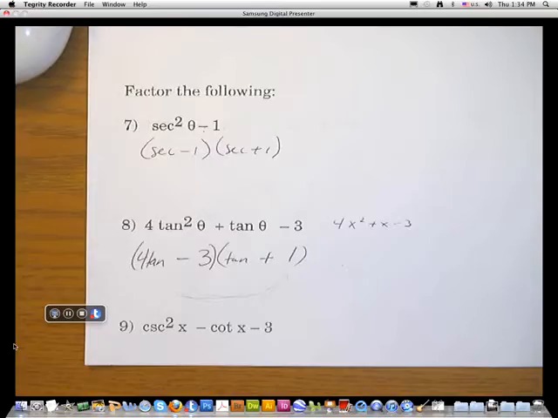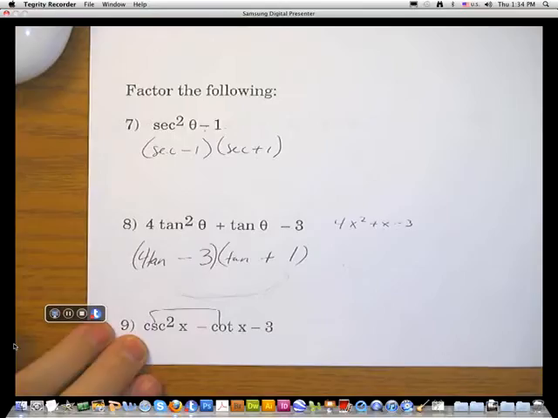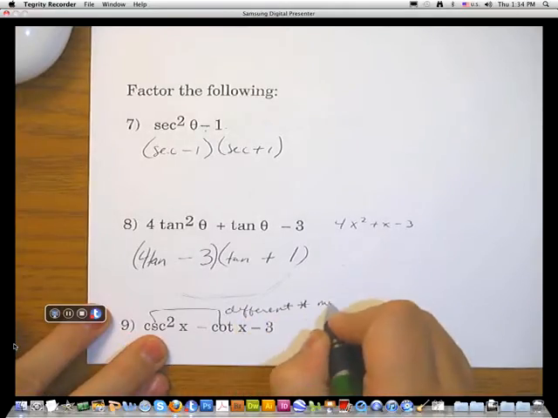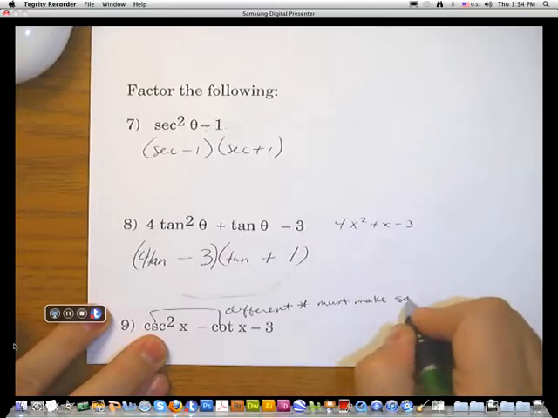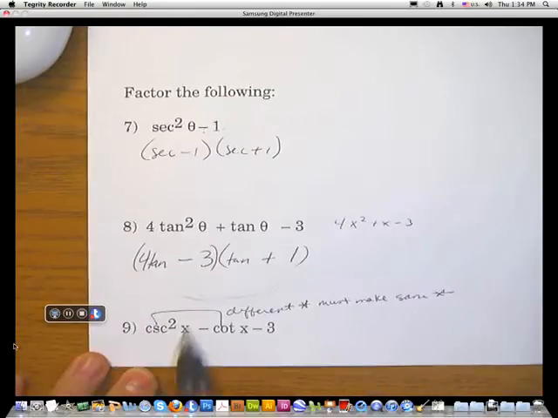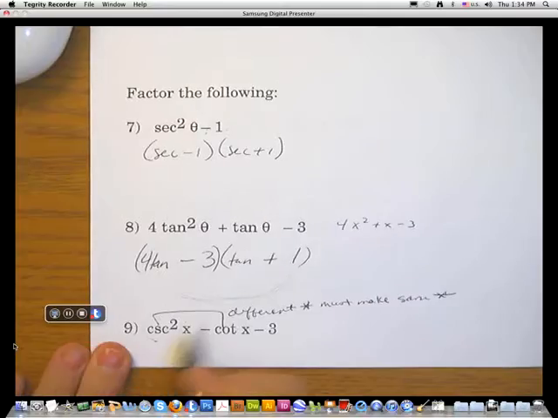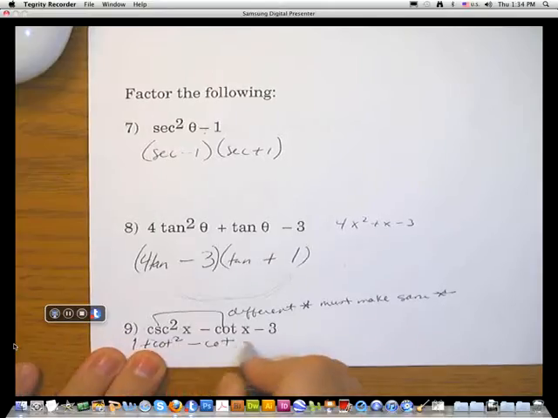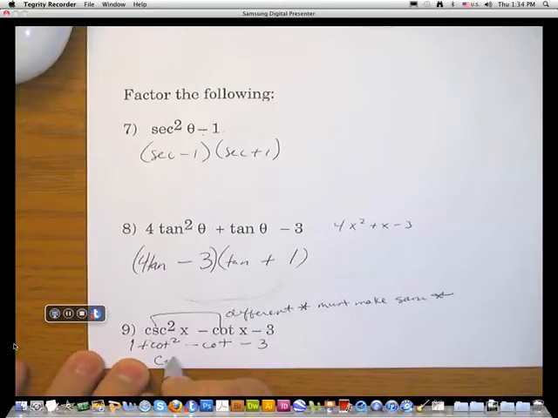Alright, on this next one, notice cosecant and cotangent are different. You must make them the same. Cosecant squared is the one we want to change because a square is actually one of our Pythagorean identities. So if you look back, cosecant squared is 1 plus cotangent squared. So now I have cotangent squared minus cotangent minus 2, because of the 1 and the negative 3.